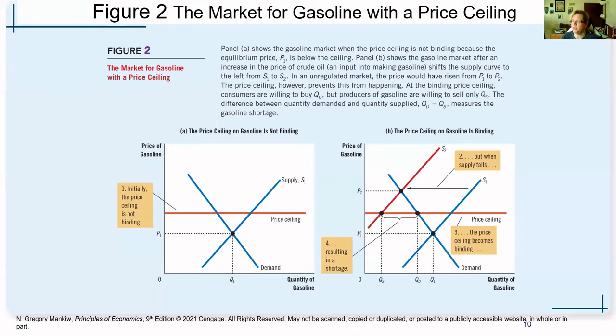So here's an example of that scenario. So in A, again, the price ceiling is up here in red, no effect on the market. However, when OPEC reduced the amount of oil from which gasoline is refined, then the price ceiling became binding, and we ended up with the shortage that you see here.